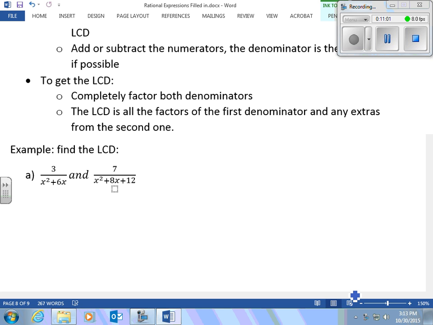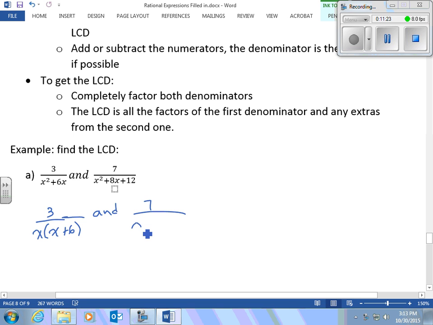So if I look at x squared plus 6x and factor that, this one becomes 3 over x. There's an x in common here. So we're common factoring, x plus 6. Okay, so the two factors are x and x plus 6. And in the second one, I've got 7 over x. Let's see, I've got two numbers that multiply to 12, add to 8, so that'll be an x plus 6 and x plus 2.